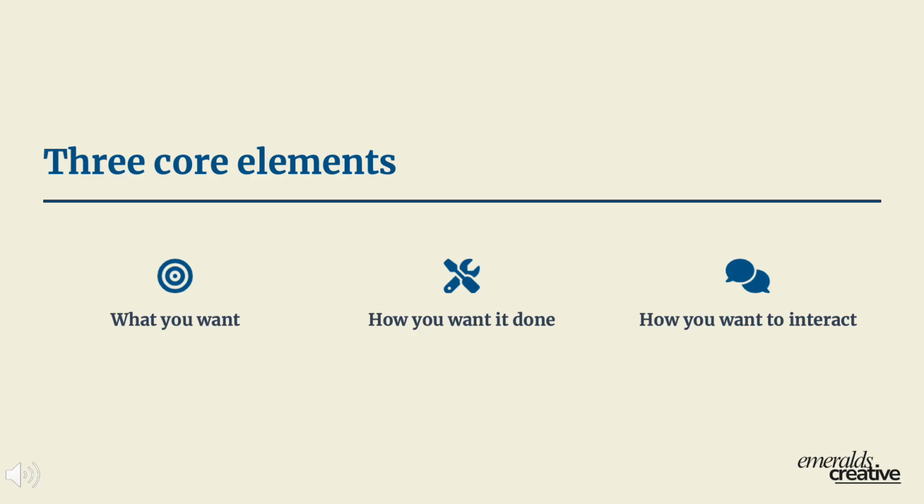Every good prompt has three core elements. First, what you want, the task itself. What are you trying to have the AI do? Second, how you want it done, the approach, the constraints, the style, or even the structure. Third, how you want to interact. Is this a one-off request, a back and forth, or are you asking it to check with you before proceeding? When you're clear on all three, you get dramatically better results.